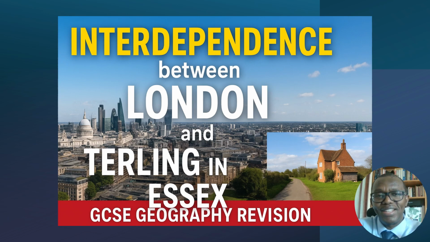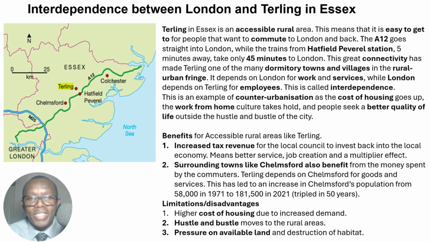Okay, let's get started. So in this next slide here, we'll be looking at the interdependence between London and the rural periphery. And the area in the rural periphery we'll be looking at is Terling in Essex. And this here can actually be referred to as an accessible rural area. So accessible rural means that it's easy to get to for people that want to commute to London and back.